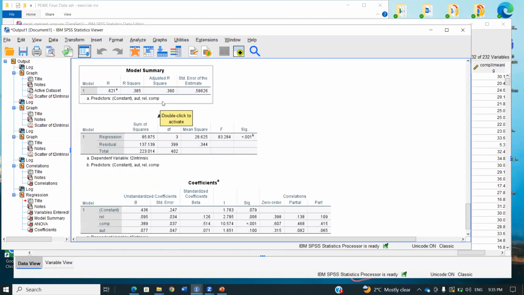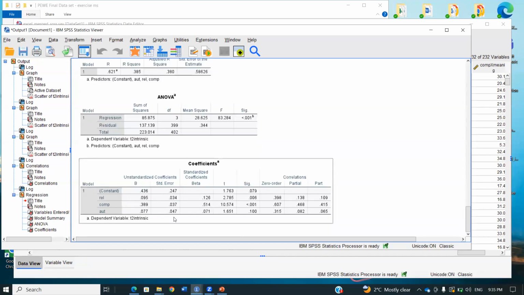But R squared, we get an R squared value. Basically, it tells us what percentage all our variables explain in the model. So we're explaining roughly 40%, or 39%, of the variation in intrinsic motivation. That's pretty high.